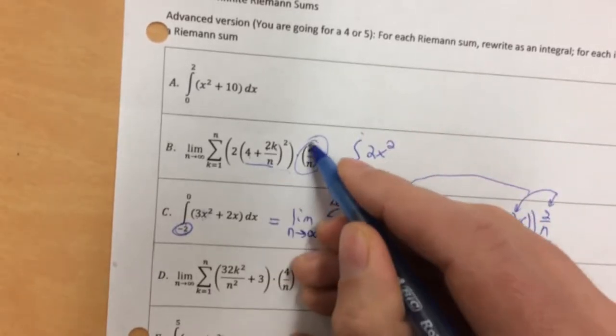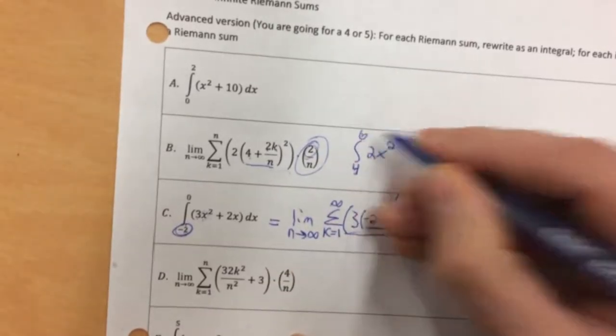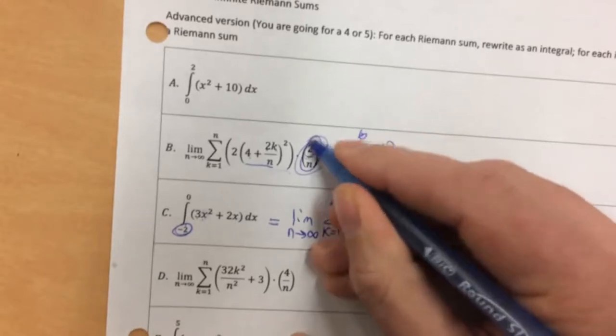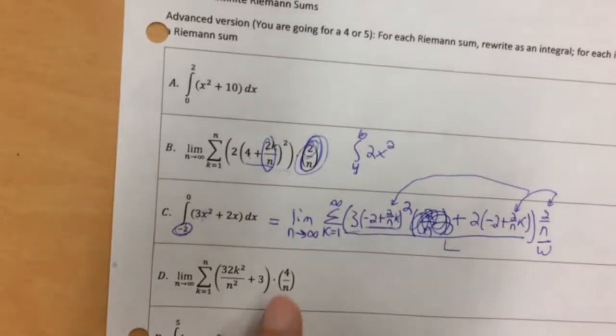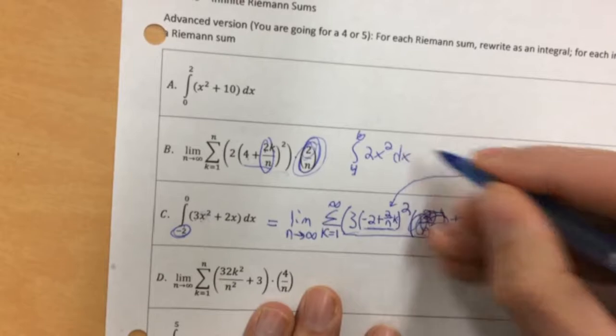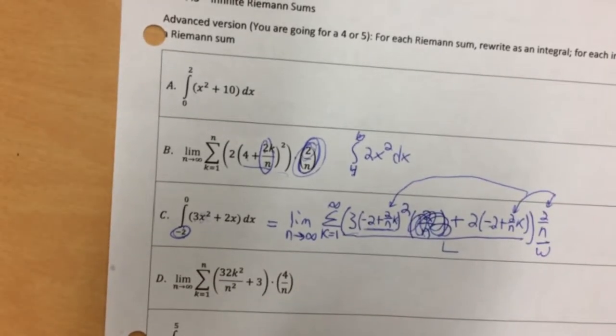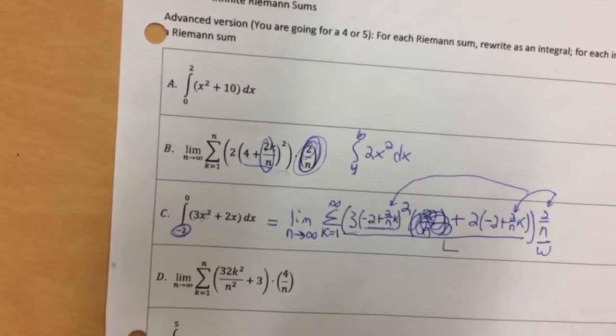Again, because I know that the width is 2, this is 6. Notice that 2 over n showed up both here and here. This is written slightly differently than we did it before, but that's okay. Okay, let's go to the back and see how we can match these.